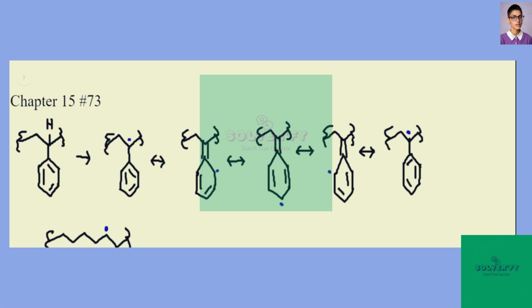And so that's why polystyrene is much more easily oxidized in air than polyethylene. And again, the hydrogen that I've drawn in this very first structure to the left is the most easily abstracted hydrogen, and that's because it is a benzylic hydrogen. And that's the answer to Chapter 15, problem number 73.